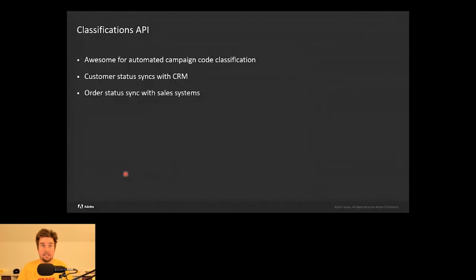And this is, of course, super awesome if you want to, for example, like I've just shown, automate your campaign code classification, because managing campaign codes manually is kind of a pain. And via tools like, for example, Google Sheets, you can actually do it way more efficiently. And I've written a nice blog post, I think, about that. And there's also other tools that use that API. What you can also do is, for example, sync your customer status with your CRM system or your order status with your sales system if you want to, to always have the most accurate sales numbers in Adobe Analytics.